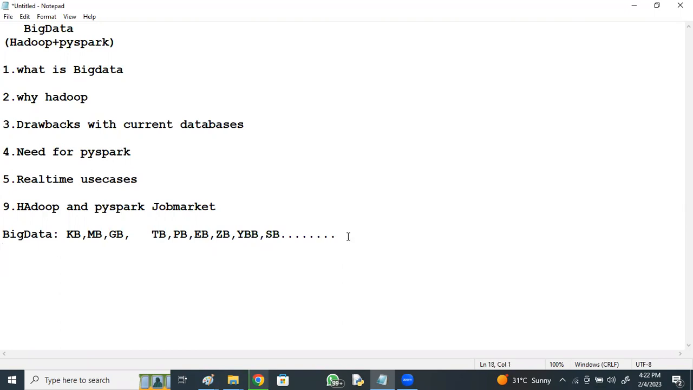You should have seen KBs of data, MBs of data, GBs of data, and even TBs of data. But do you think petabytes of data are getting generated in the current real world? 1 petabyte equals 1024 TBs.